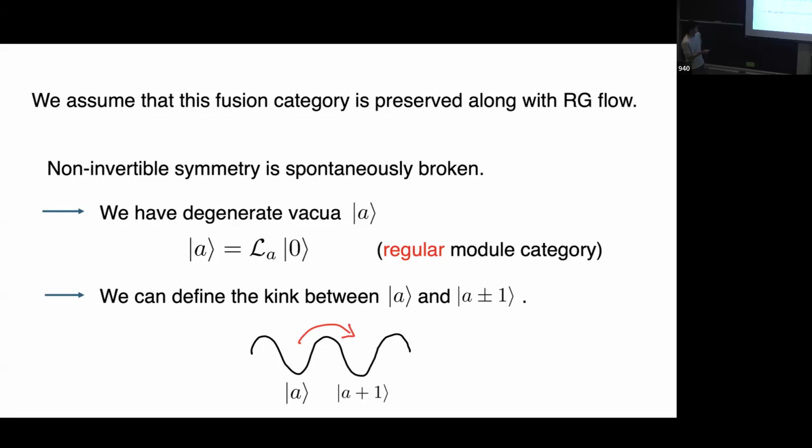And we also assume that the non-invertible symmetry is spontaneously broken. So then we have a degenerate vacuum, which is described by state A. In general, this vacuum state belongs to a module category, but now we assume that this vacuum state is an object of the regular module category. In this case, we can express this vacuum state as an image of an element. By using this vacuum, we can characterize the kink between these two vacuum states. This is a potential, and at the bottom it is described by vacuum states A and A+1. Then we can define the kink across this part.